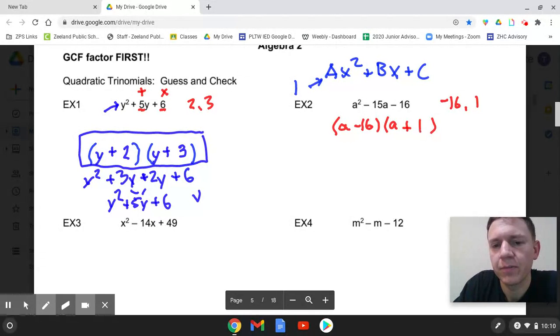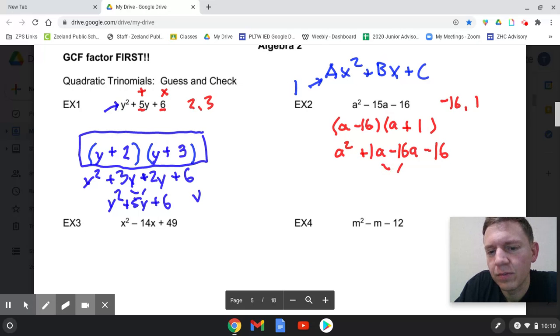Let's FOIL. A times a is a squared. -16 times 1 is... a times 1 is positive. Gotta do outside. A times positive 1 is positive 1a. -16 times a is -16a. -16 times 1 is -16. Okay, so my first and last terms look good. Let's add these two. 1 plus -16a is -15a. Yep, nice. We got the right answer.